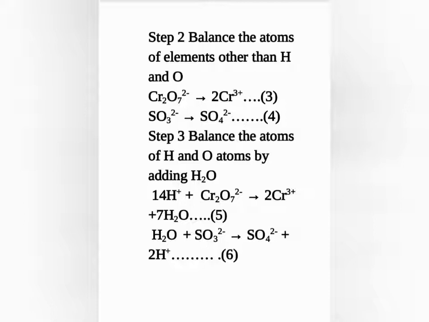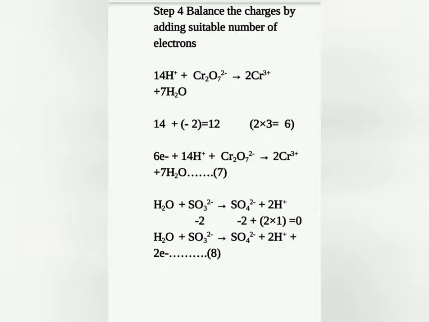Similarly, in the second half reaction, SO3 2 minus and SO4 2 minus, on the left hand side only 3 oxygen atoms, on the right hand side we have 4. So to equalize the number of oxygen atoms, we are adding one molecule of water on the left hand side, so that 2 H plus will be there on the right hand side. So that is step number 3.